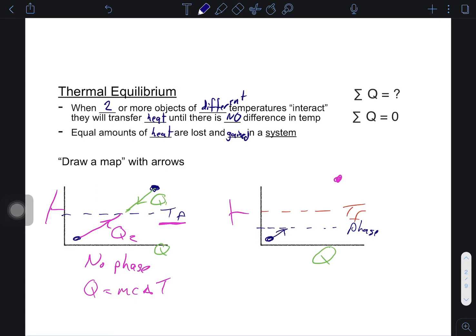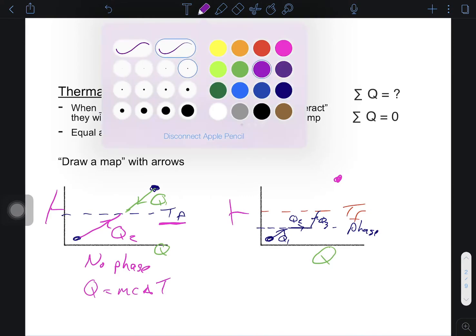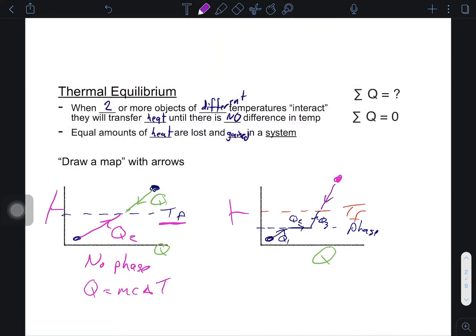So what would happen is this object would heat up. We can call that Q1. It's going to plateau because we get a phase change. And then that substance is going to continue to heat up. And it's going to meet at that final temperature. And then this is going to cool down. So this is with a phase change.